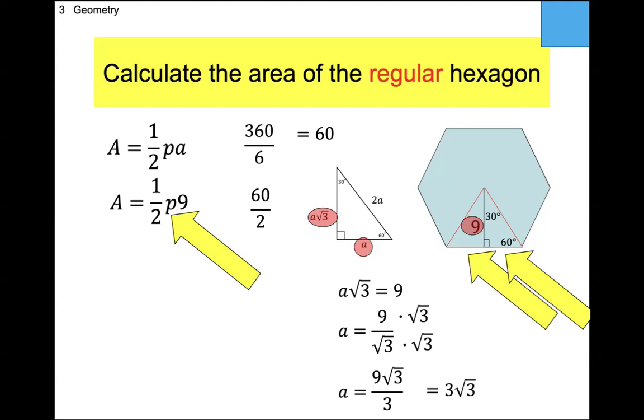See those double yellow arrows right there? That's what a is. So if I simply double 3 root 3, then that's 3 root 3, that's 3 root 3. So double that would be 6 root 3. So one side is 6 root 3, but I need the perimeter. Well, how many sides do I have? I have 6. So I simply need to take 6 root 3.